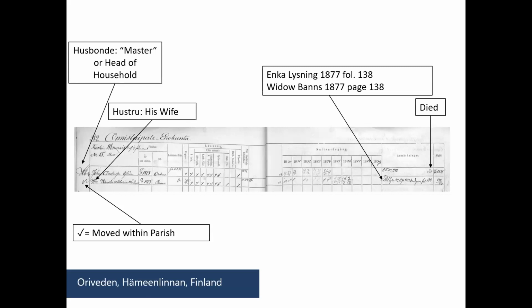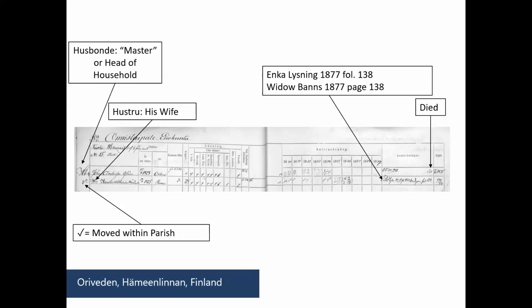And if we trace a little bit over here, there's a remark there that the priest has written. Enka is widow. Lysing is like banns. So she's remarried. Her banns were put forth in 1877, and then there's a page 138. So this means that she has remarried. And if we go all the way back to the left here, there's a little check mark at the very left. That means moved within the parish.